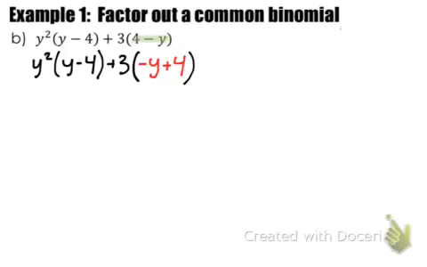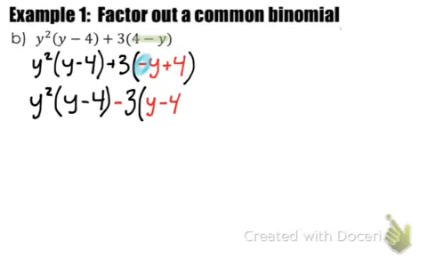Now, that still does not look the same as our y minus 4 because we have a negative y plus 4. So we're still going to focus on this binomial before we even start factoring out a common binomial. And we're actually going to factor out that negative from both terms. So we have y squared times y minus 4. Now when you factor out that negative, we are multiplying the 3 by a negative, so we have a negative 3 now instead of a positive 3. And since we divide out the negative from both terms, we're left with a y minus 4 as our second binomial. Now this looks like it's ready to go.